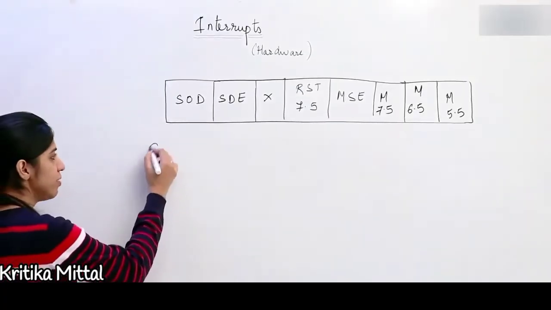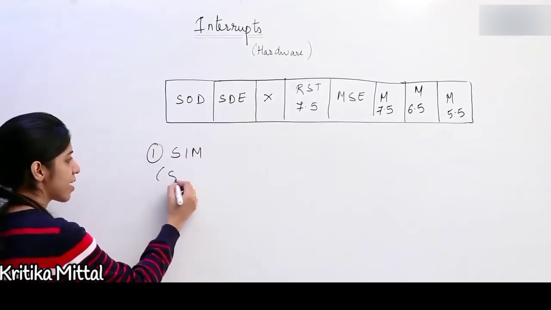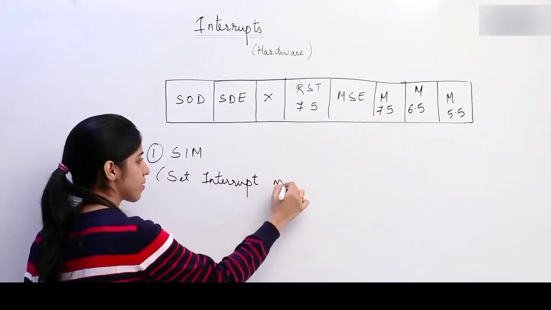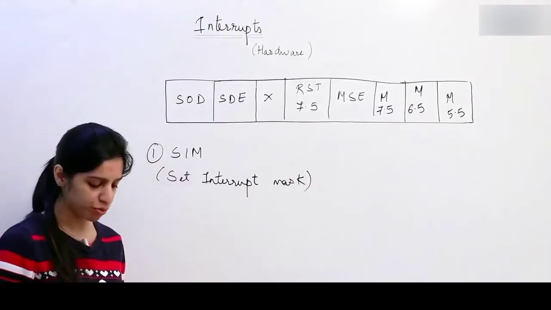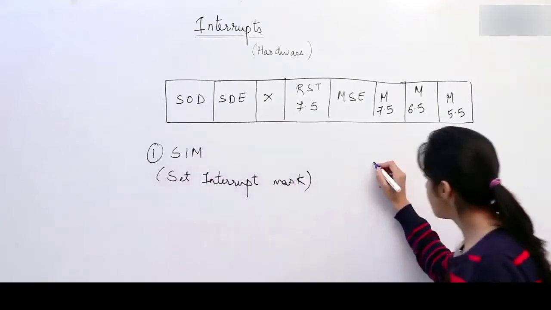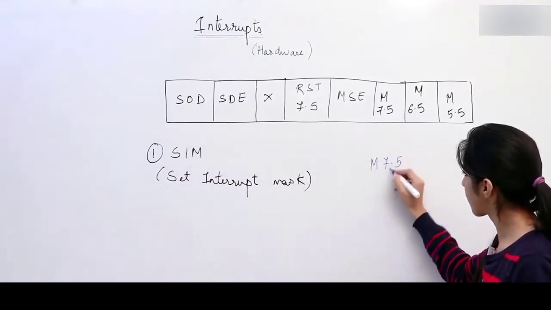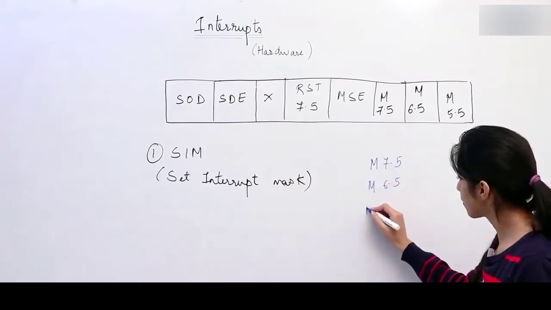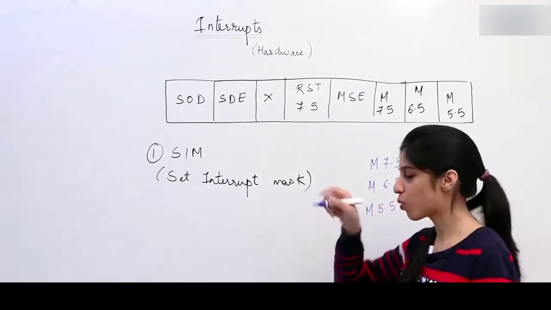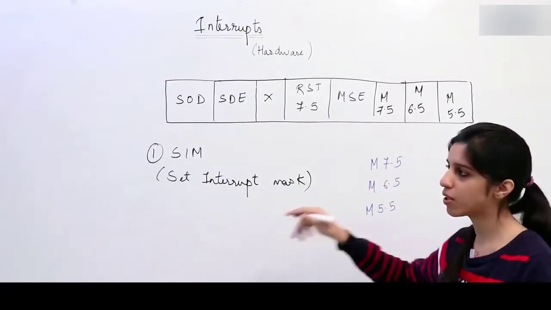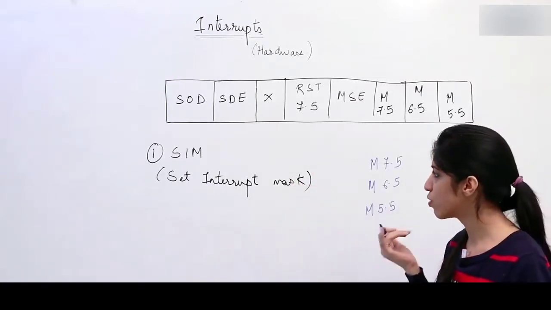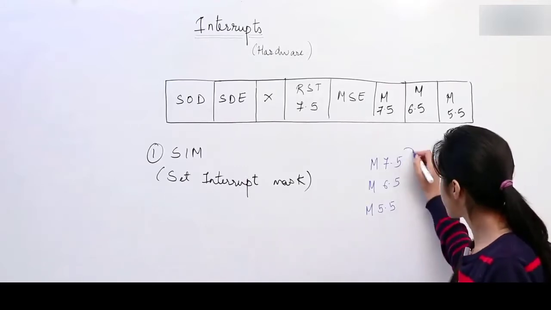Now we are looking at the instruction known as SIM. SIM stands for set interrupt mask. In the circuit diagram that we have just seen, there were three blocks named M7.5, M6.5, M5.5, and I told you that these blocks are used to mask one particular interrupt. Whenever we use the IE flip-flop, it disables all the interrupts at once, but suppose you want to mask one particular interrupt, then we can use this.